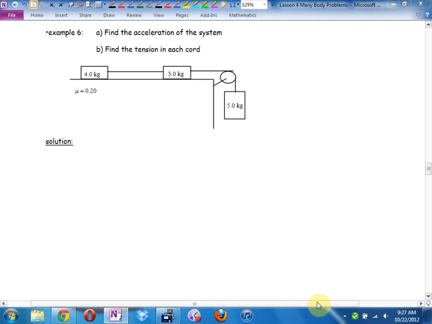Okay. Let's see. We got M1G. Normal force 1. Tension 1. Why did I put tension 1? How many ropes are there in this picture? 2, right? 1, 2. Friction force 1. M2G. Normal force 2. Tension 2. Tension 1. Friction force 2.